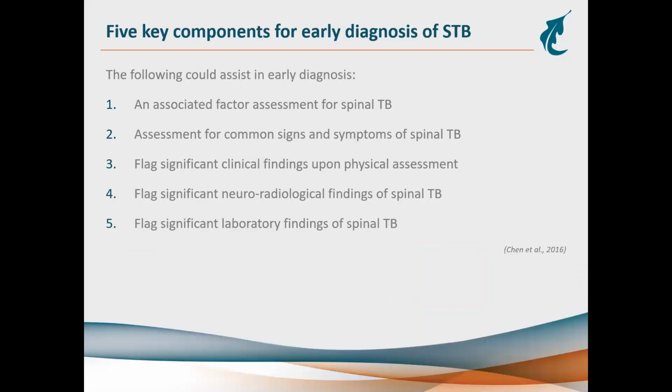So 5 key components were identified for early diagnosis of spinal TB. Firstly, an associated factor assessment should be done, and then also an assessment for common signs and symptoms of spinal TB. You need to flag significant clinical findings upon a physical assessment, flag significant neurological or neuroradiological findings, and then flag significant laboratory findings.